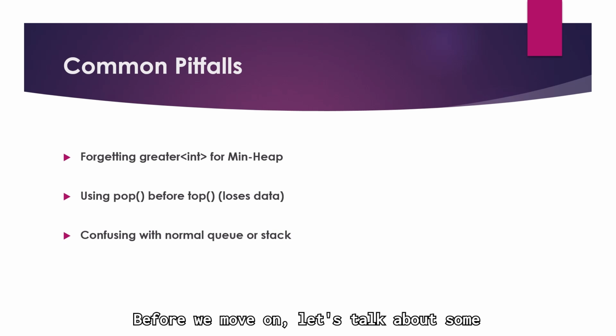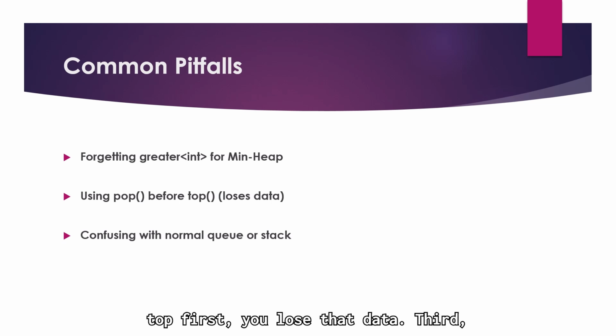Before we move on, let's talk about some common mistakes. First, forgetting to use greater for a min heap. This will silently give you the wrong behavior. Second, calling pop before top. Remember, pop removes the top element, but it does not return it. So if you forget to call top first, you lose that data. Third, confusing priority queue with queue or stack. A queue works in FIFO order, a stack in LIFO, but a priority queue is based entirely on value-based ordering. Always keep that difference in mind.